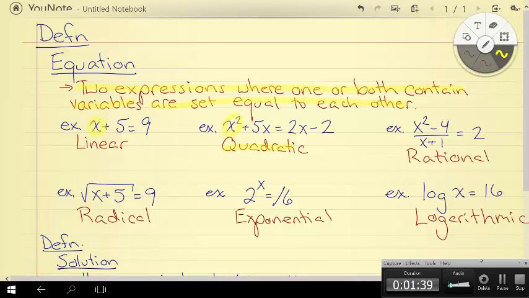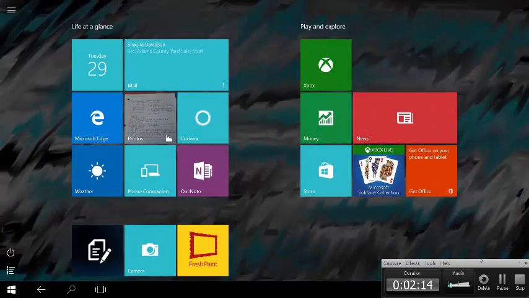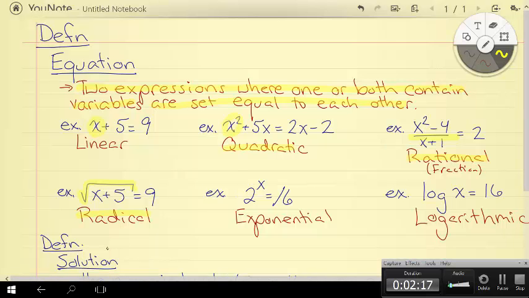In the third example, x squared minus 4 over something equals 2, we call this a rational equation because of the presence of the fraction bar. Rational numbers are any numbers that can be written as a fraction. Therefore, a rational equation is any equation that has the presence of a fraction. Radical equations are any equation that involves a radical, whether that be a square root, a cube root, a fourth root, any kind of root, where the variable is contained inside of that radical.